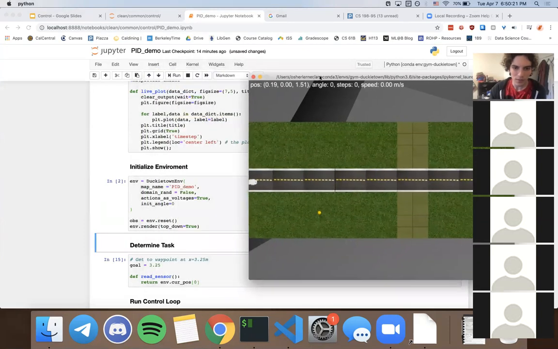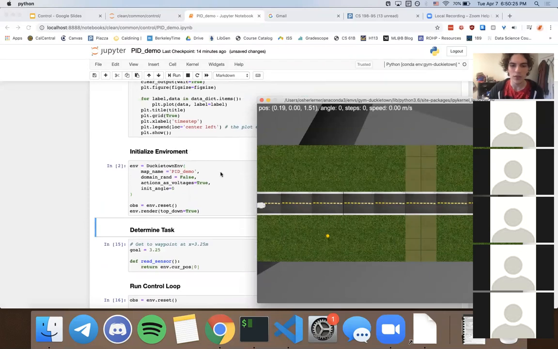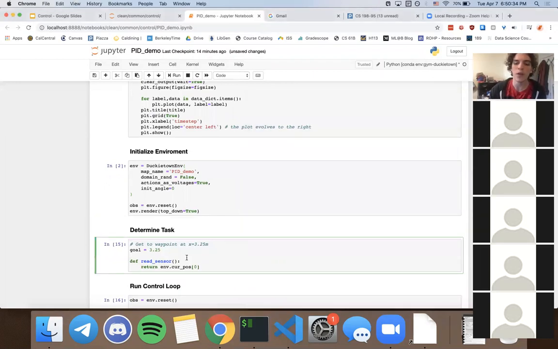So we have this, and we want to determine our task. We have a goal and a state. So in this case, let's say we want to reach this finish line, which is at coordinate 3.25. So the goal will be x equals 3.25, and we can just say our state is our x position.